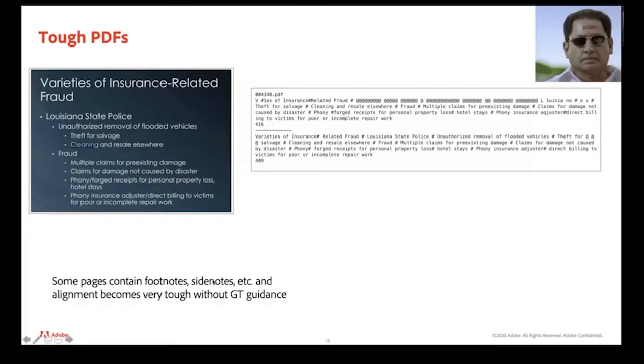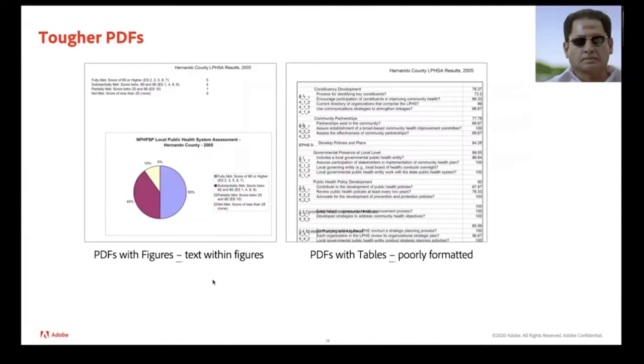Even tougher PDFs are these ones, PDFs with figures, where getting the alignment for text within the figures, the legend, and even PDFs with tables, for example, which are poorly formatted. This is one of the PDFs where the numbers are all jumbled, and there is text overlap and so on. So getting the ground truth text for this and aligning it with the OCR text, and then teaching your model to take this OCR text to ground truth, it's actually very tricky.